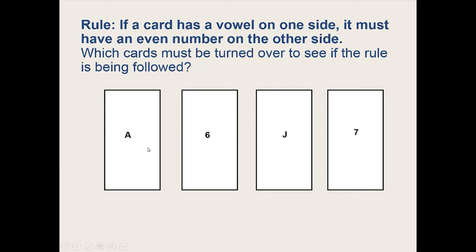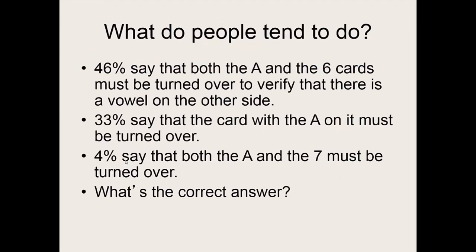So you may be thinking, check the A card, because the rule says if it has a vowel on one side, it must have an even number on the other. So you might need to flip this A over to see if there's an even number on the other side. So that's an example of one of the cards that you might choose to turn over to see if the rule is being followed. Let's take a look at what most people do.